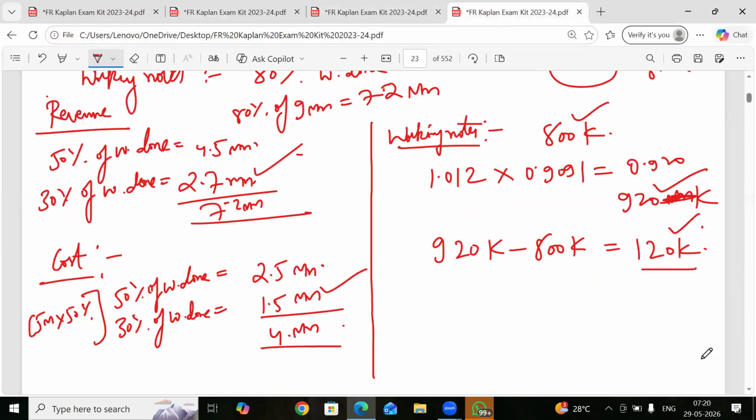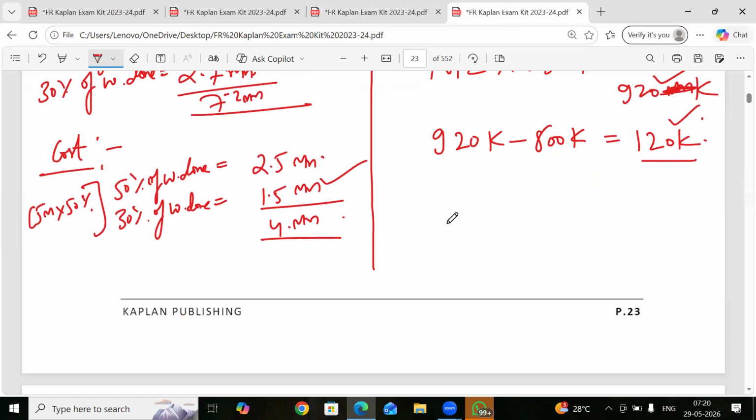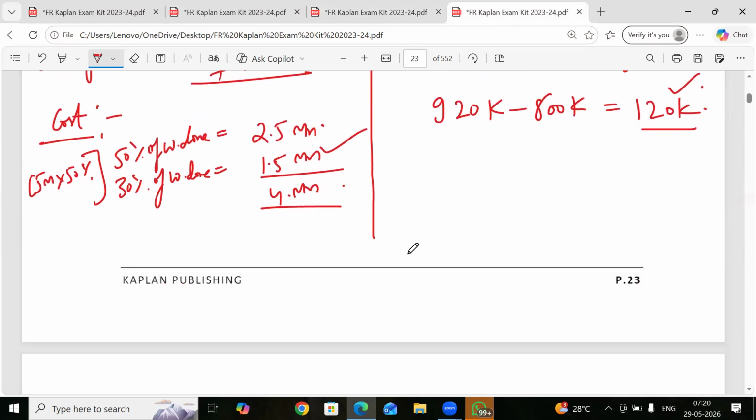So for that, what will we do? I'm leaving some space here. There is one more adjustment of unwinding of discount. I'll explain what that is. Unwinding of interest, how to calculate, I'll explain.